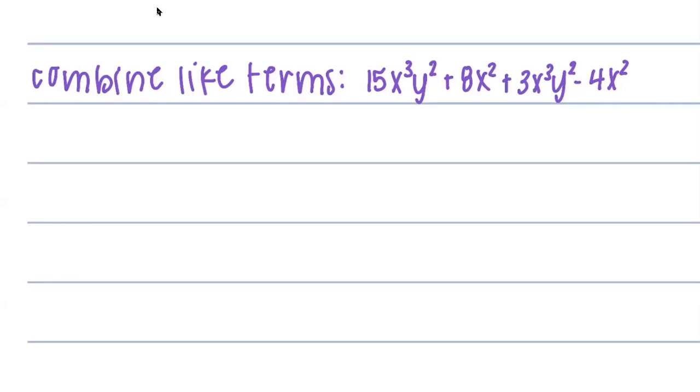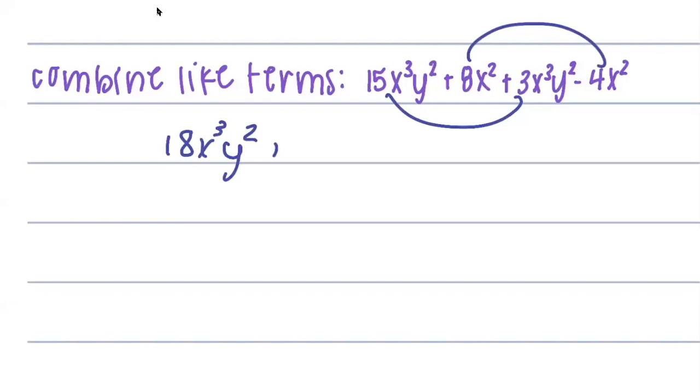Okay, so like terms means that the variables are all the same. Even if there's x squared y squared and another x cubed y squared, you don't add them together because their variables are different. Right now, there's 15x cubed y squared and 3x cubed y squared, so you add them together: 18x cubed y squared. Then you add 8x squared and negative 4x squared, so you get positive 8x squared. So it's 4x squared, sorry.